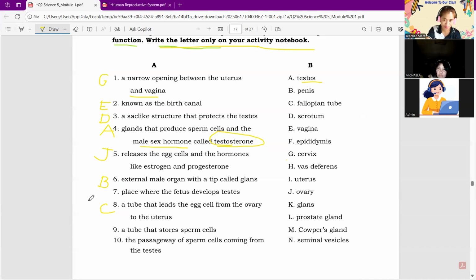Uterus. I'm sorry? Uterus, correct? All right. So it's the uterus. Okay, so that's correct. How about number 9?